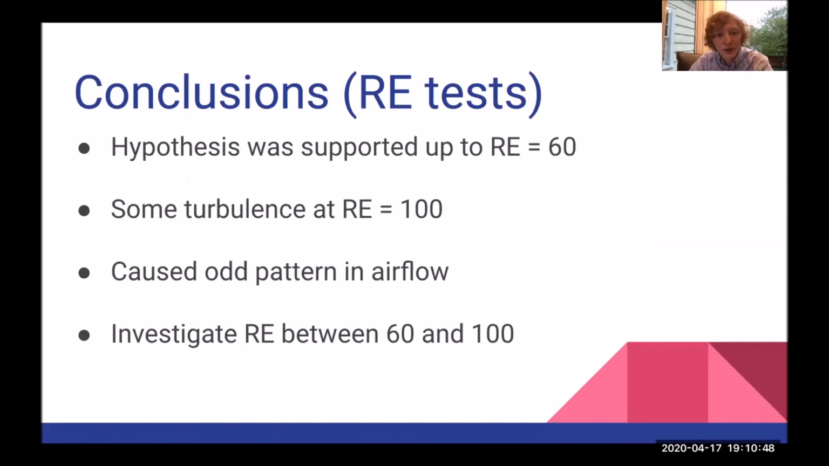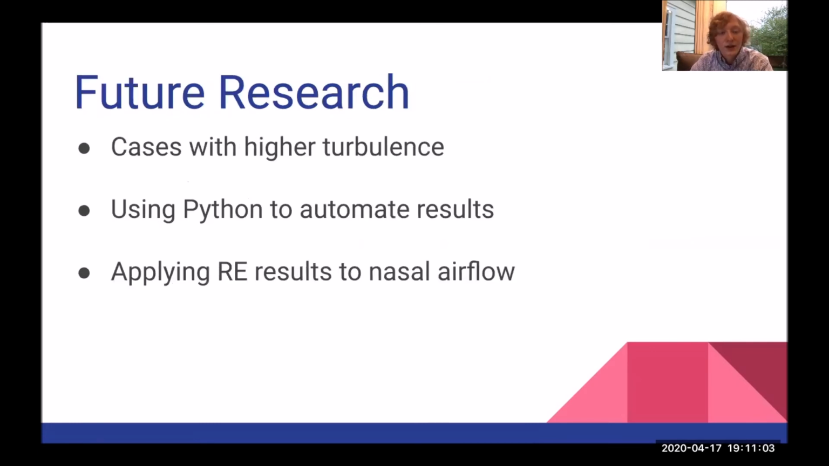And so my conclusion from this is that in laminar cases, the tail length does increase with Reynolds number, but after that, it's fairly unpredictable, and turbulence really has nothing to do with tail length. So in the future, I would really hope to explore more cases with higher turbulence, as well as cases in between Reynolds number of 60 and 100 to see where this breaks down.